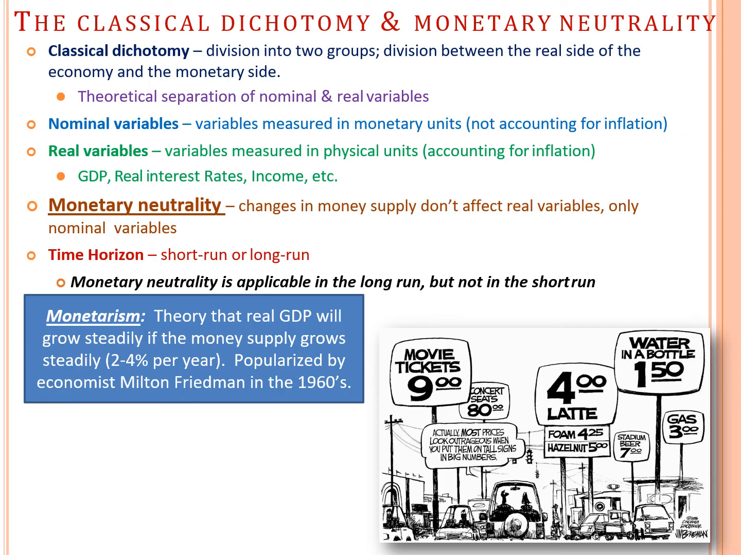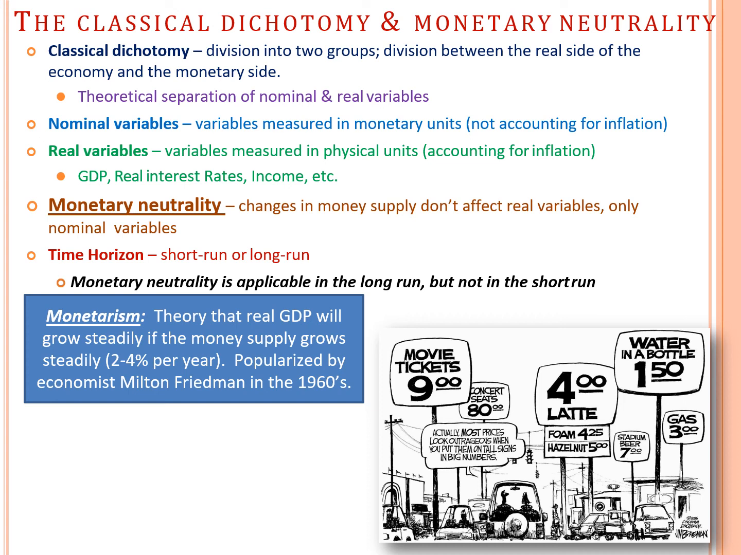Now, the last thing we're going to get into here is a little bit of history and theory. It's not super important for you to know all this stuff, but I'll point out the stuff that you do need to know. When we talk about monetary neutrality and the classical dichotomy, a dichotomy just means a division into two groups, right? There are some people who believe in a division between the real side of the economy and the monetary side of the economy. It's just sort of a theoretical separation of nominal and real variables in the economy.